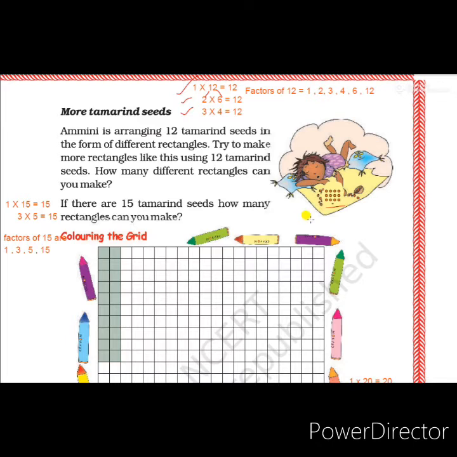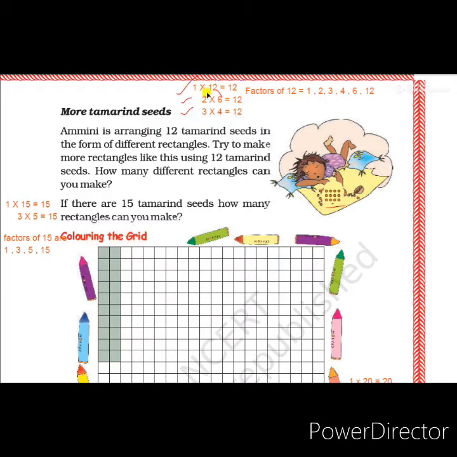A multiple is the product of two numbers, but a factor means the numbers being multiplied are called the factors. Here see 1 and 12: we multiplied 1 and 12 and got the product 12. So here 1 and 12 we can say are the factors of 12, because when we multiply 1 by 12 we get the product 12.